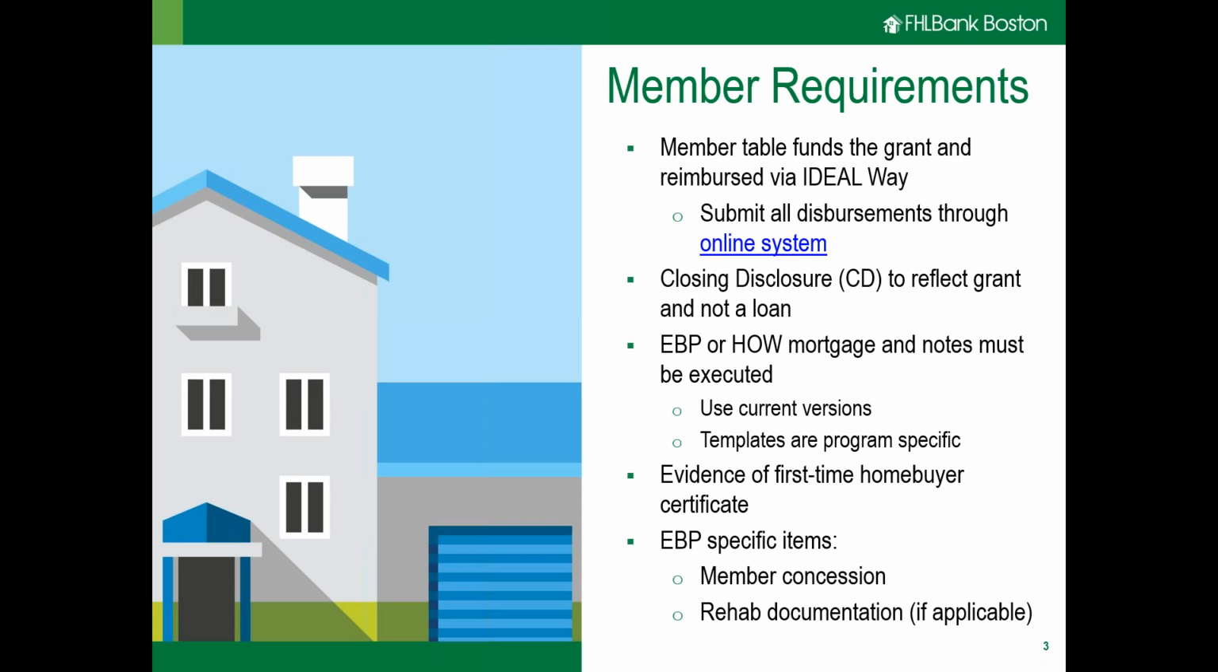So, member requirements. The big takeaway from today is that you're table funding the grant, and everything that needs to be submitted for these individual grants must be done through our online system, which is the community lending platform. If you do not have access to that currently, this hyperlink will bring you there, and you can request your individual username and account to have those credentials for this disbursement process.